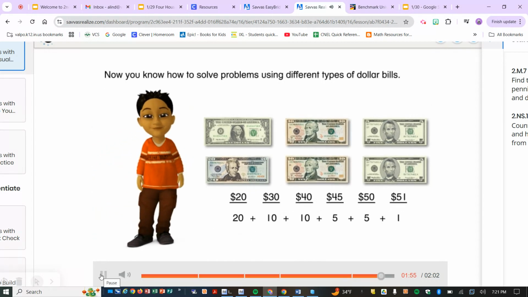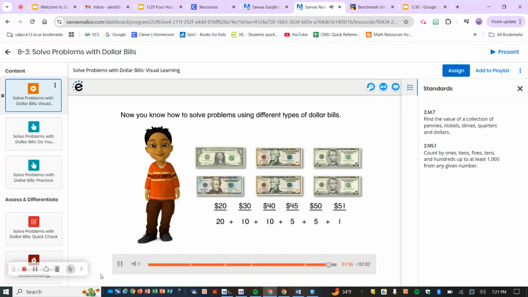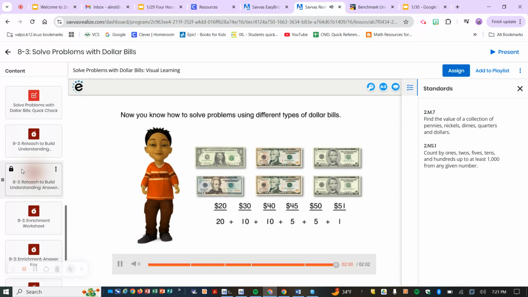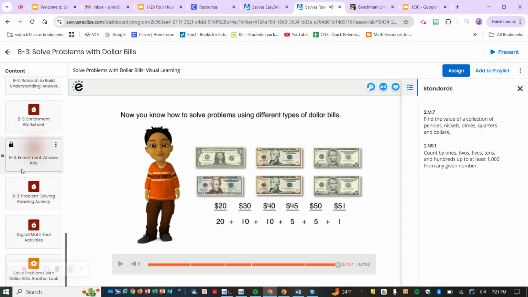Now you know how to solve problems using different types of dollar bills. Great job! We will do our another look video, and then we will jump into the math book.